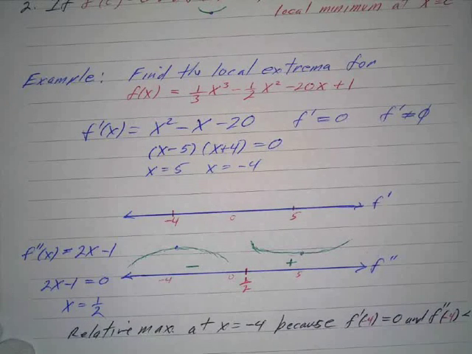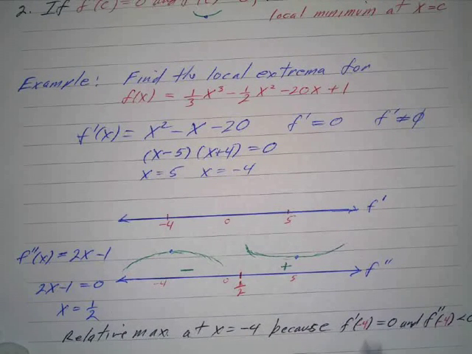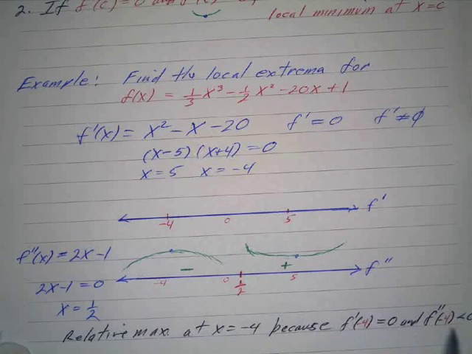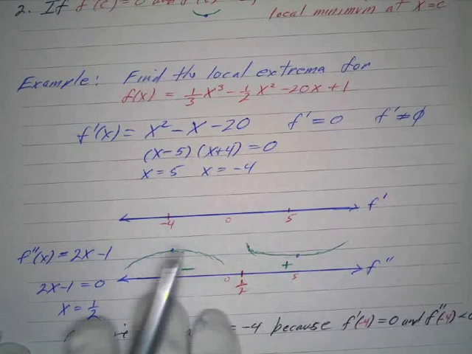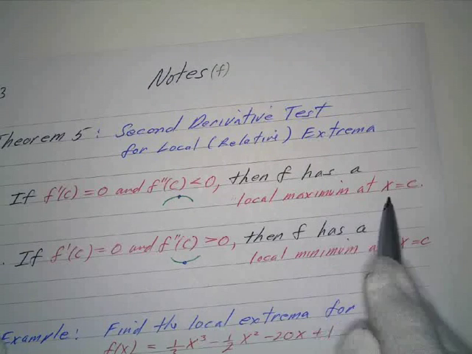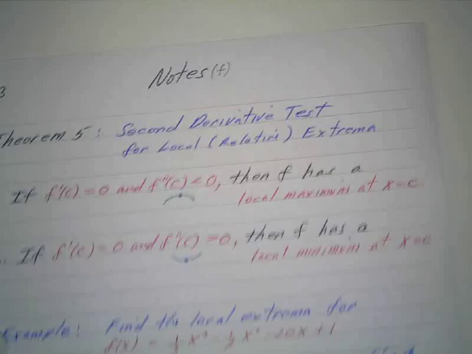In other words, f prime of -4 equals 0, and f double prime of -4 is less than 0, so we have a relative max, or local maximum. So we're just using that there.